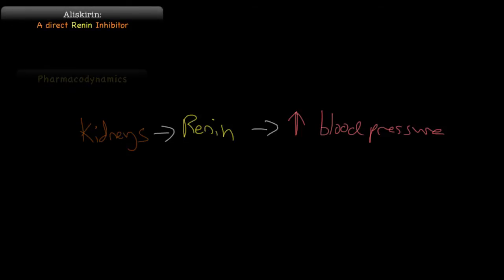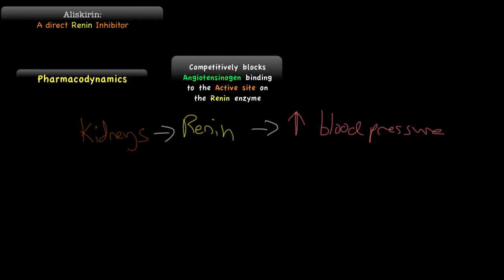So in terms of its pharmacodynamics, aliskiren is classed as a direct renin inhibitor. It acts competitively for the angiotensinogen substrate, possessing a similar active site to renin, differing only in the fact that it does not break off the amino acids that will turn angiotensinogen into angiotensin 1.